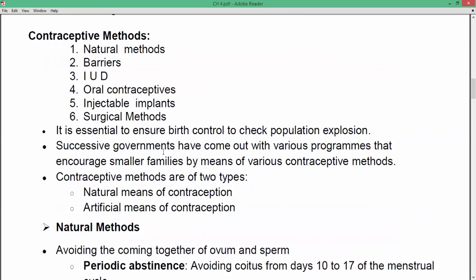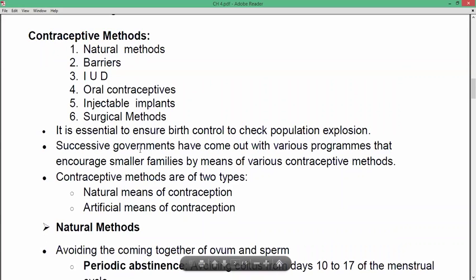Now it is essential to ensure birth control to check the population explosion, right? That is, if we want to study or check the population explosion, how much it has increased, we should ensure birth control. So in order to understand how much of an increase is observed, first you need to control the birth, and for this controlling mechanism the contraceptive methods are being used.